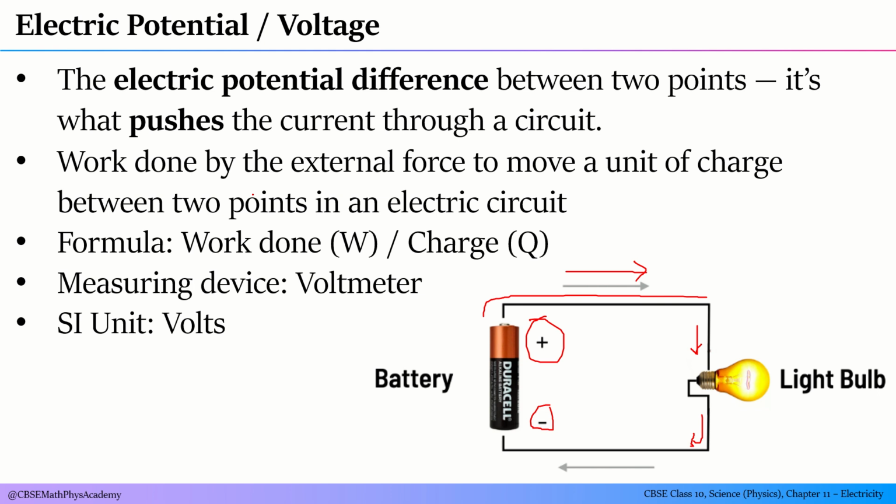So how is it defined? It is defined by the work done by the external force. See, in the circuit, the battery is like an external force. This is the work done by the external force to move a unit of charge. We know charge is capital Q, unit of charge between 2 points. What are the 2 points? You have one positive and one negative. So these are the 2 points it is talking about. The work done by the external force to move a unit of charge between 2 points in an electrical circuit. The formula is work done W by charge Q. It is measured through a device called a voltmeter, and the SI unit is volts.